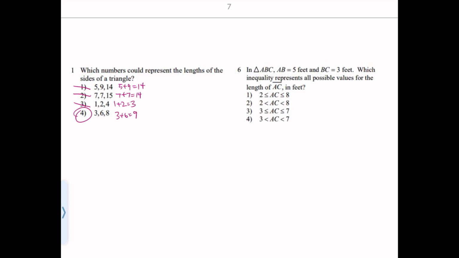In triangle ABC, AB is equal to 5 feet and BC is equal to 3 feet. Which inequality represents all possible values for the length of AC in feet? So if we have triangle ABC right here, if AB is 5 feet and BC is 3 feet, we know that the sum of these two sides has to be greater than AC. So we can set up an inequality.